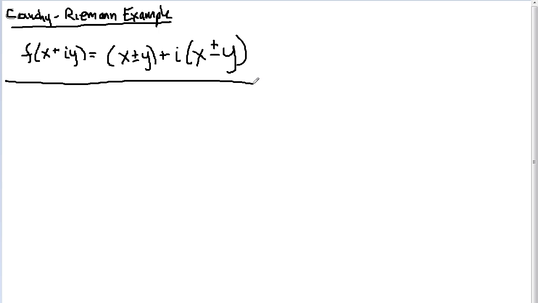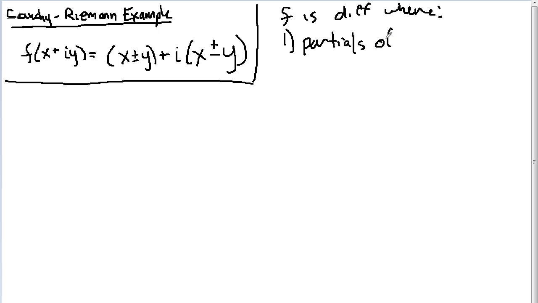And so to use Cauchy-Riemann, one of the main facts is f is differentiable where, one, the partials of u and v have to be continuous. What do I mean by u and v? This part here is normally denoted u, and this part here is normally denoted v. So it's u plus iv is the function.